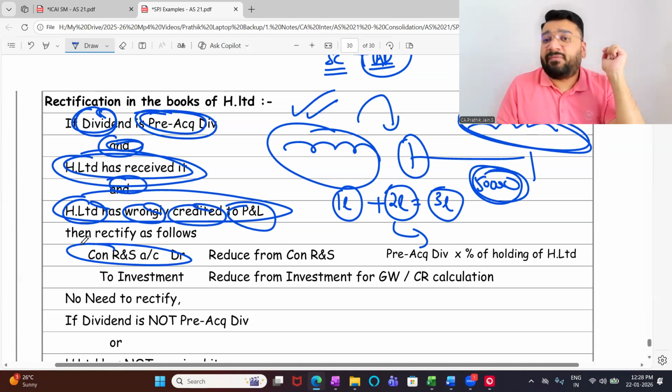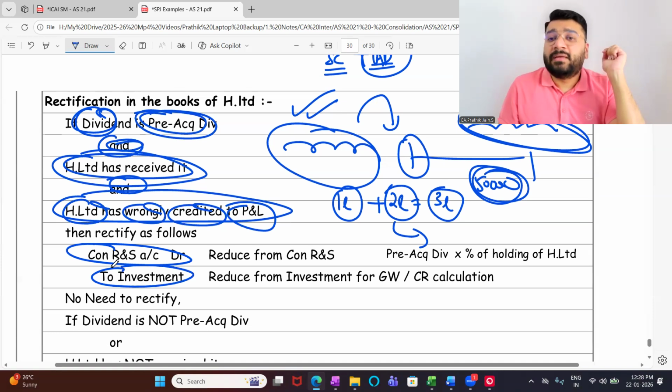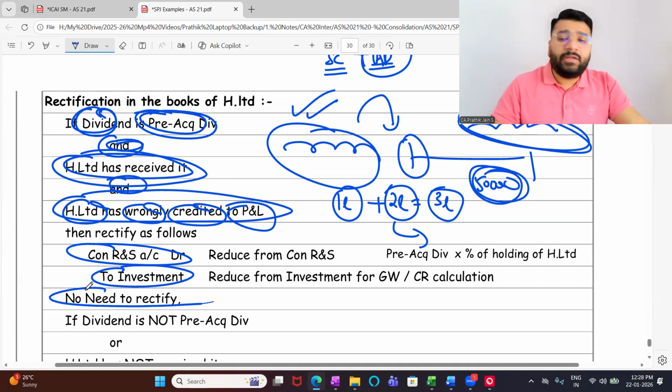The P&L account debit will affect the working note for consolidated reserve and surplus, and the credit to investment will affect my working note 2, which is the calculation of goodwill and capital reserve, the cost of control. Okay, not okay?